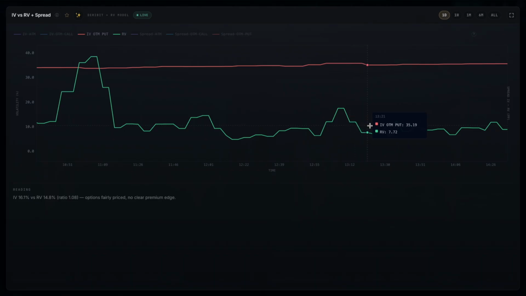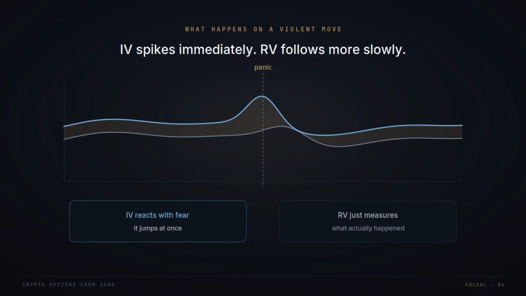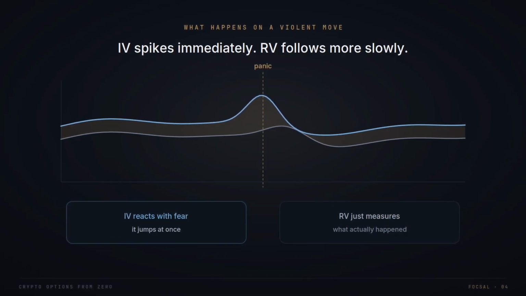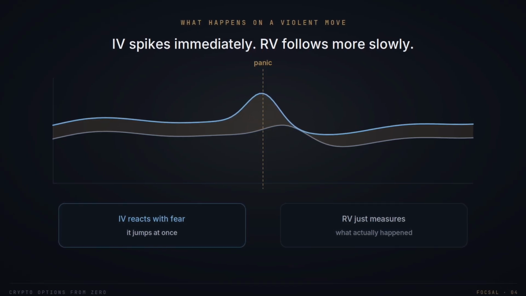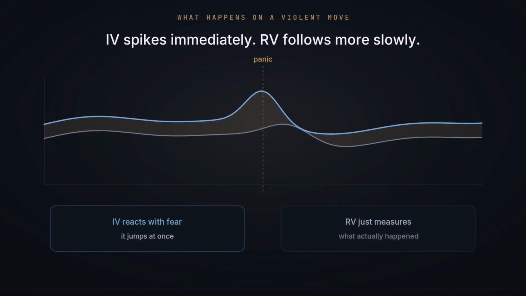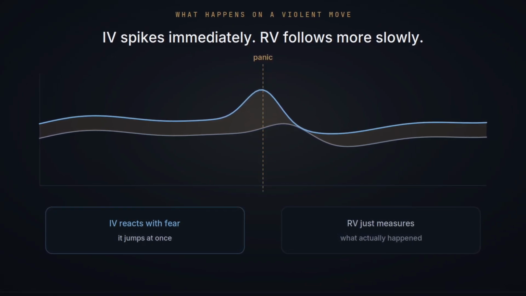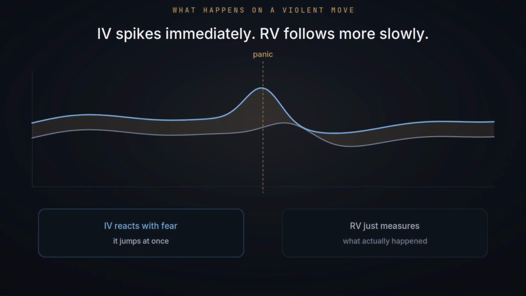Here, I've got the spread on its own. The difference between the two. That's today's volatility risk premium in numbers. Now watch what happens on a violent move. Implied spikes immediately because the market reacts with fear. Realized follows more slowly because all it does is measure what actually happened. And that moment where the gap is widest, that's exactly what the golden rule was pointing at. The market paid more for fear than the fear turned out to be worth.